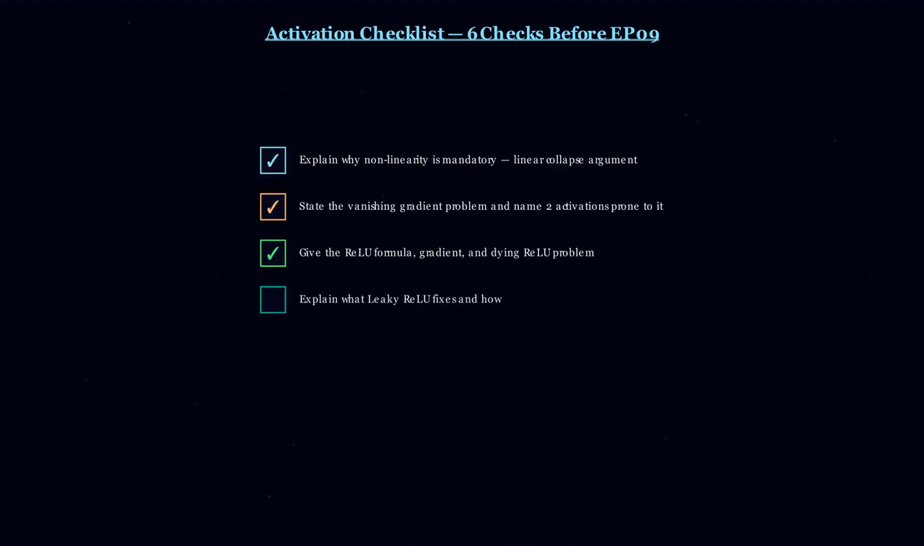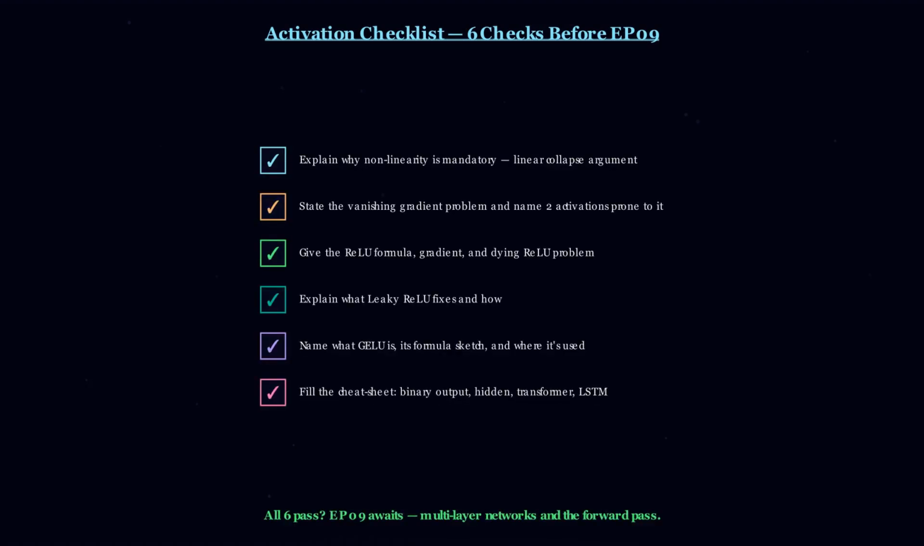Check 1. You can state why non-linearity is mandatory. Without it, any number of linear layers collapses to 1. Check 2. You can describe the vanishing gradient problem and name the 2 activations most prone to it. Check 3. You know the ReLU formula, its gradient, and the dying ReLU problem. Check 4. You can explain what Leaky ReLU fixes and why.